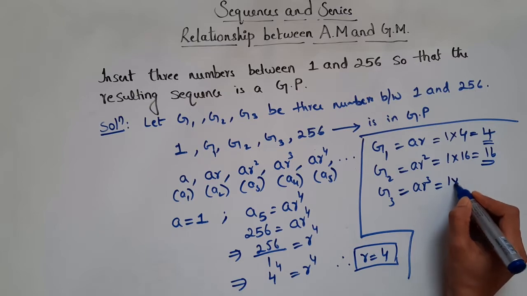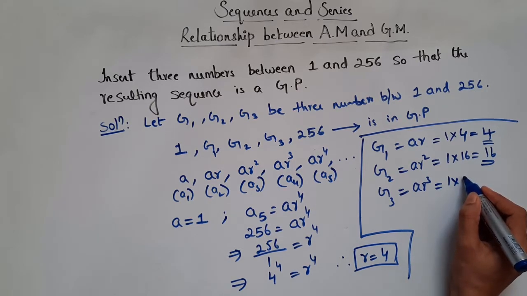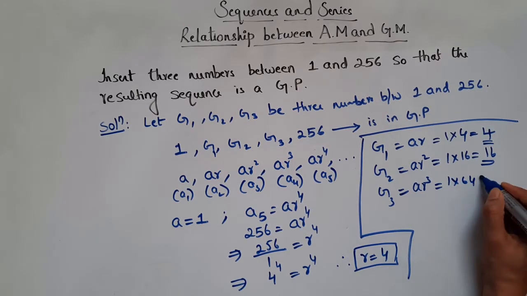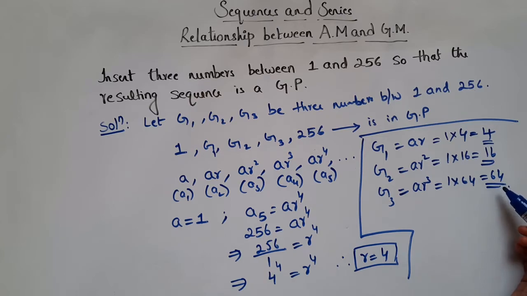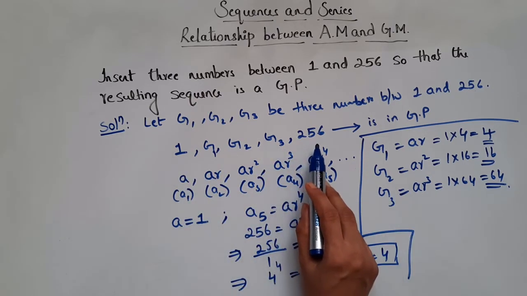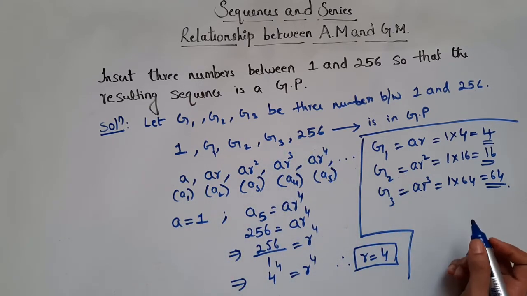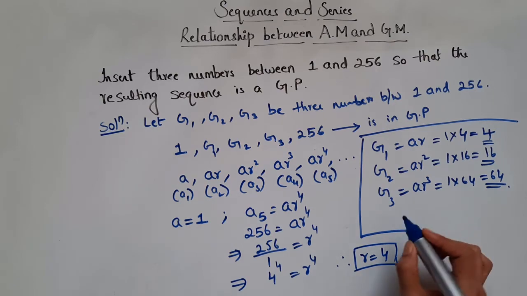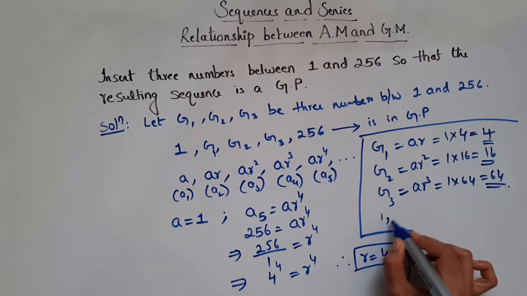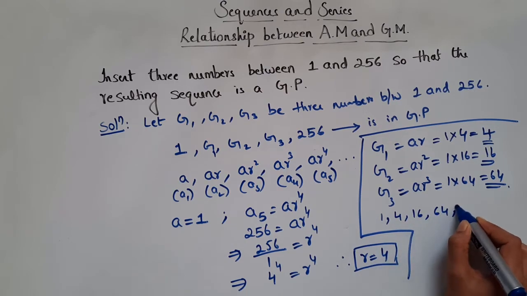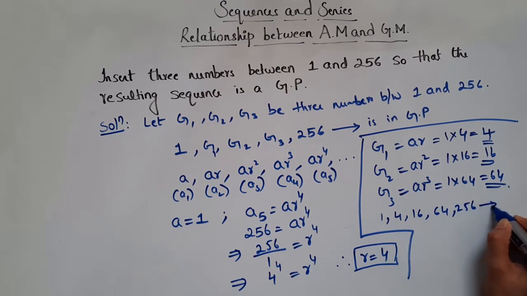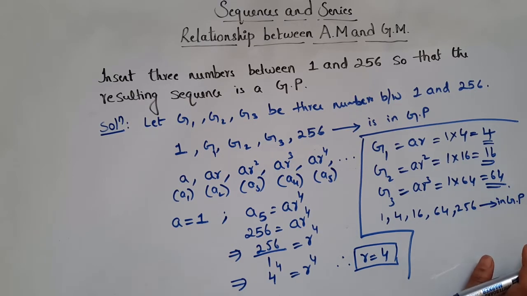Similarly, 1 into 4 cube, 4 cube is 64. So hence we can insert 4, 16 and 64 between 1 and 256 such that the resulting sequence is in GP. So our resulting sequence is 1, 4, 16, 64, 256. So this is in GP. So I hope this is clear.